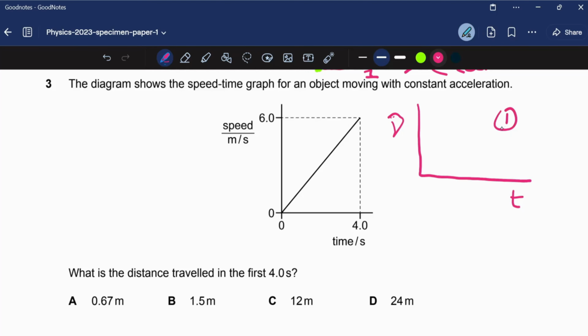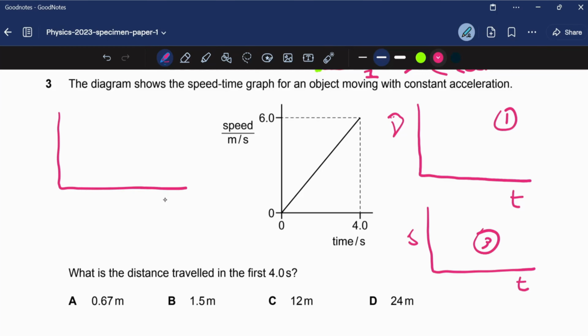First one is the distance time graph. Then we have the speed time graph and the acceleration time graph. Okay, these 3 graphs are primarily important in the mechanics topic in O-levels physics. Now, which one of them is given in this, and we need to find the total distance traveled in the first 4 seconds.